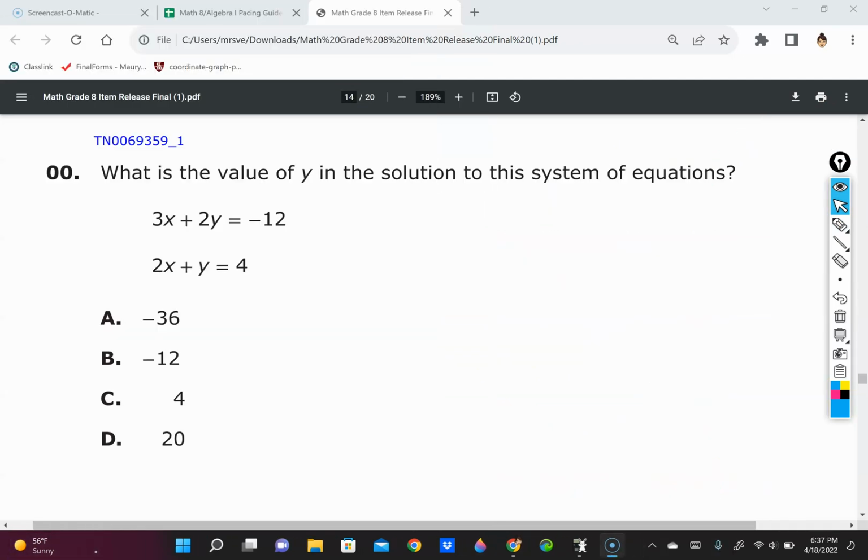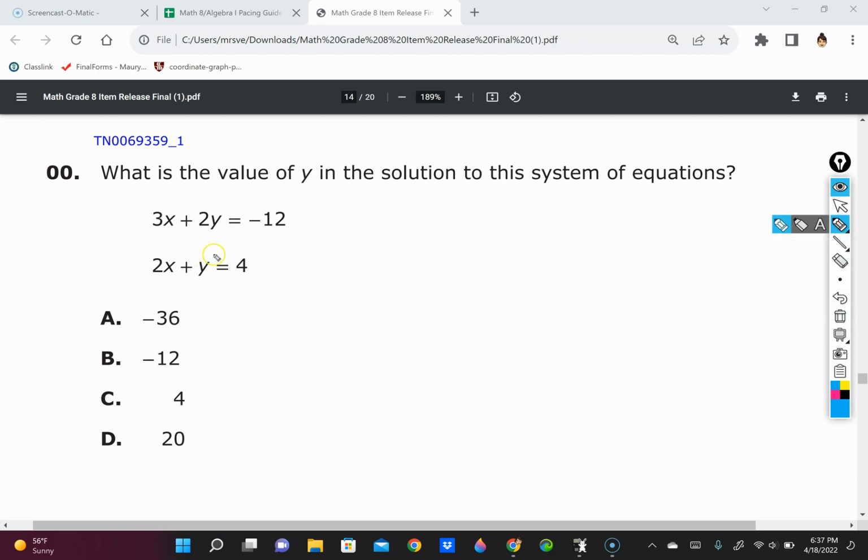What is the value of y in the solution of the system? We need the value of y. If you notice, these two are in standard form, ax plus by equals c. And if they're both in standard form, the best way to solve this system is using elimination. If I added up my x's, I would get 5x. If I added up my y's, that would give me 3y. So nothing seems to be eliminating just yet.